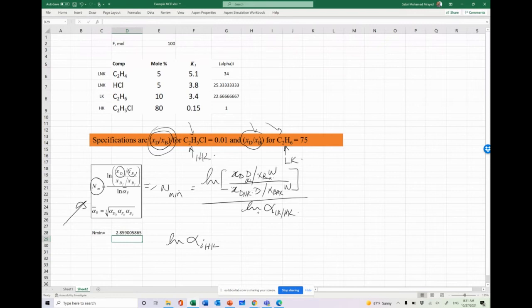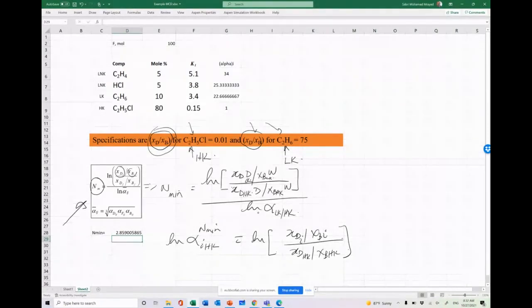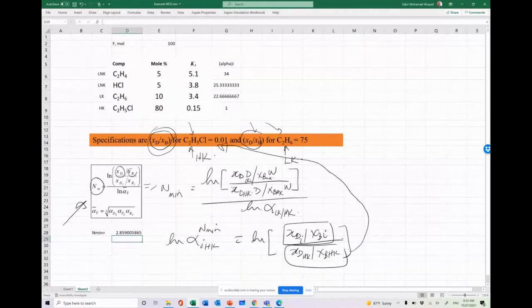Okay, and ln is going to be going here, so it's going to be to the power N minimum is equal to ln, as you see here, xd of the I component over xb of I component divided by xd of heavy component divided by xb of heavy component. So now all I have to determine is just this ratio here, because I know this one is given here, and N minimum is determined already, and alpha ik is given here for each component, as you can see.